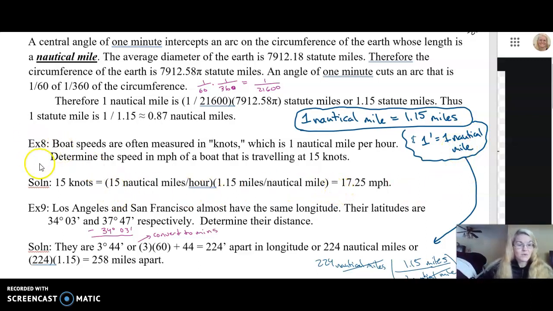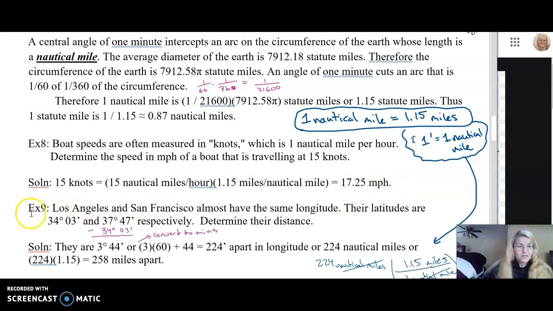So examples 8 and 9. Example 8: boat speeds are often measured in knots, which is 1 nautical mile per hour. So what's the speed of a boat in miles per hour if it's traveling at 15 knots? Again, you're going to turn this into a unit ratio. 15 knots is 15 nautical miles per hour. I want to convert from nautical miles to miles, so nautical miles should be in the denominator: 1.15 miles over 1 nautical mile. Multiplying these together, you're going to get 17.25 miles per hour.